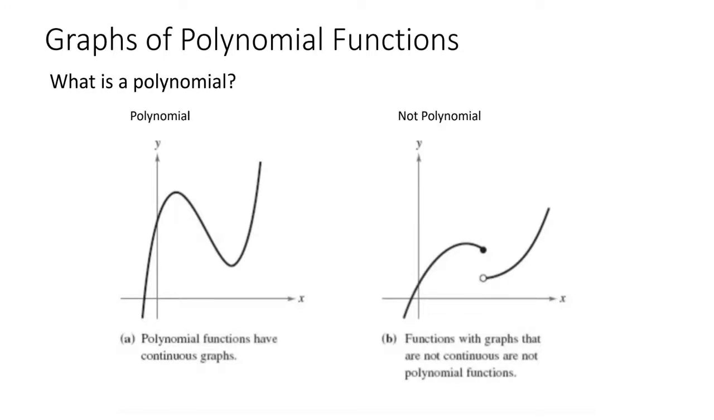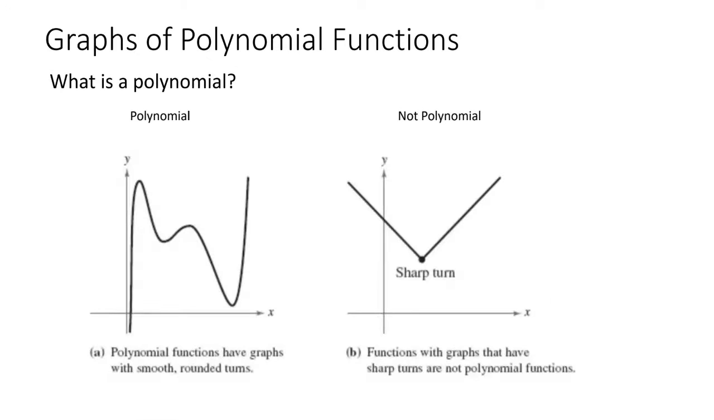The first thing is, what is a polynomial? You're going to hear this word quite a bit. A polynomial is a continuous graph. That means you could draw the graph without lifting up your pencil. If at any point you have to lift it up to draw another part of the graph, then it's no longer a polynomial. A polynomial is also a function that is smooth, with no sharp turns. So this one has a sharp turn, therefore it's not a polynomial.